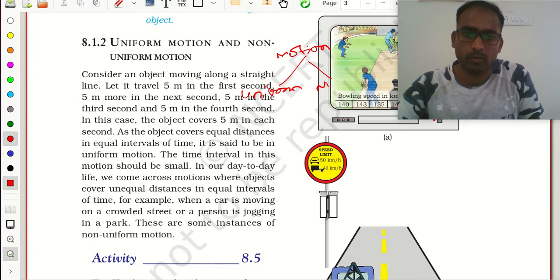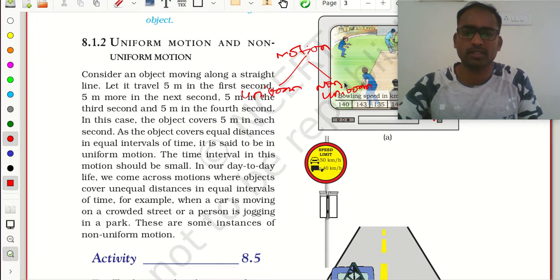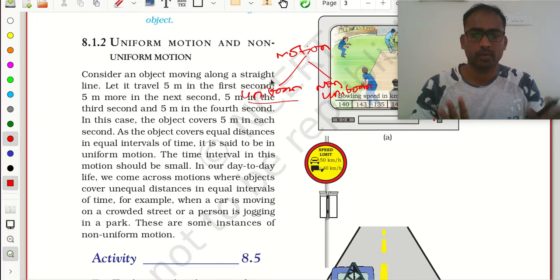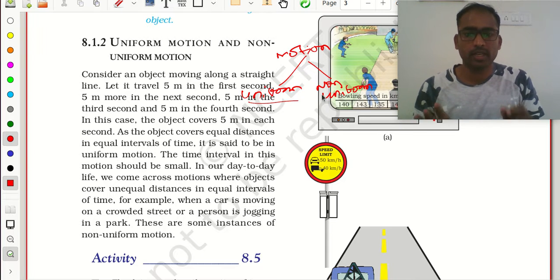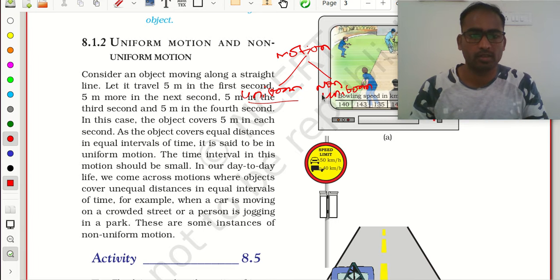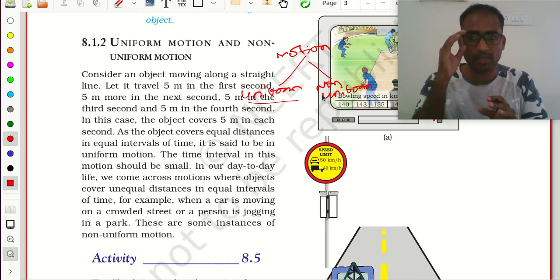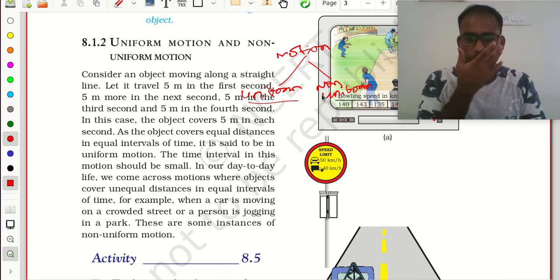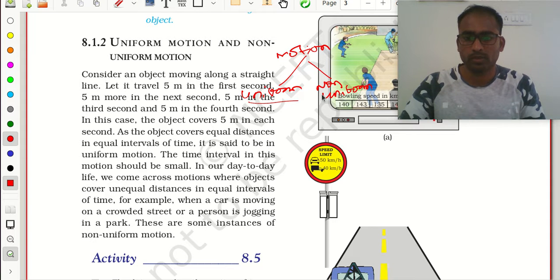Uniform and non-uniform. From the name itself we can say uniform means it is a constant motion. Non-uniform means it is varying, it is changing. Its speed is changing while it is in motion. That is what we need to understand from the names. Suppose here we take one example.